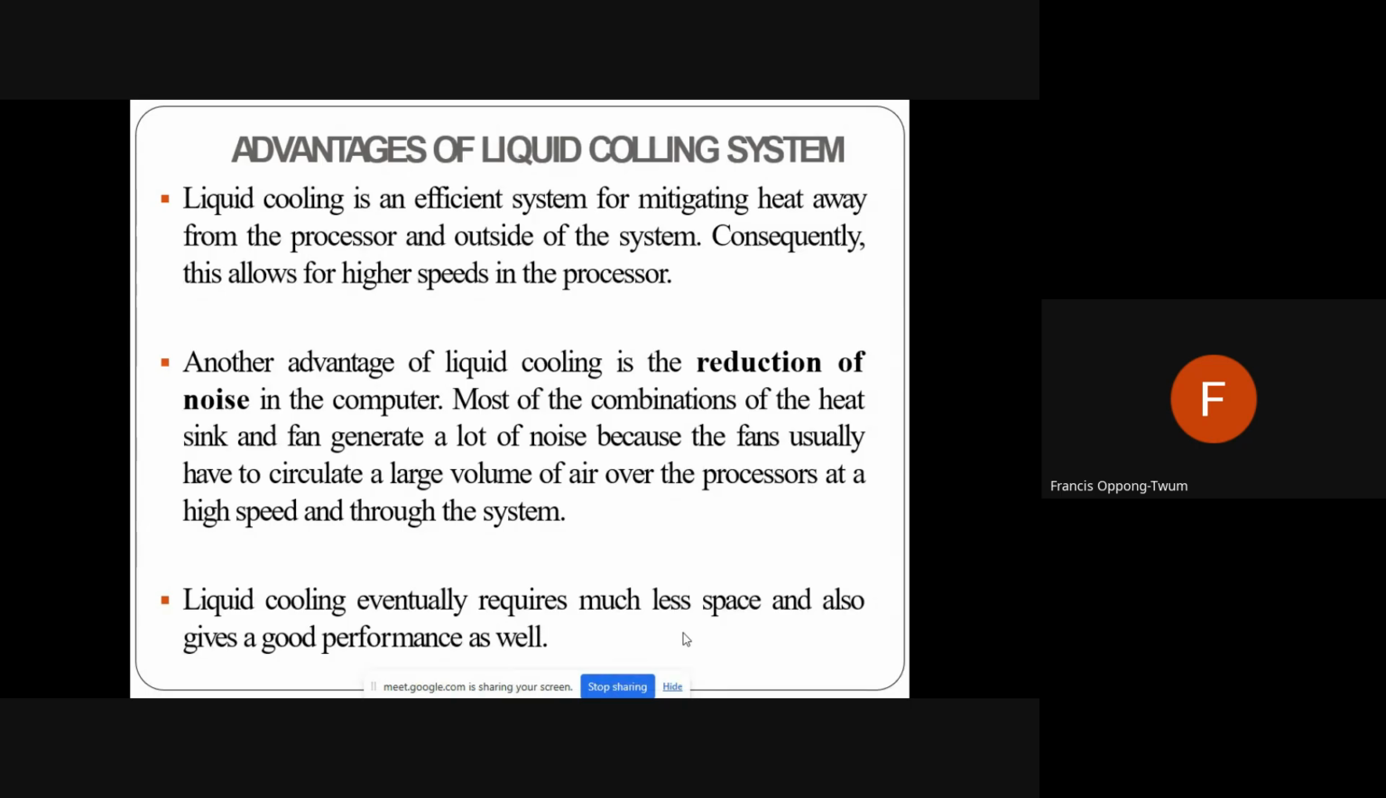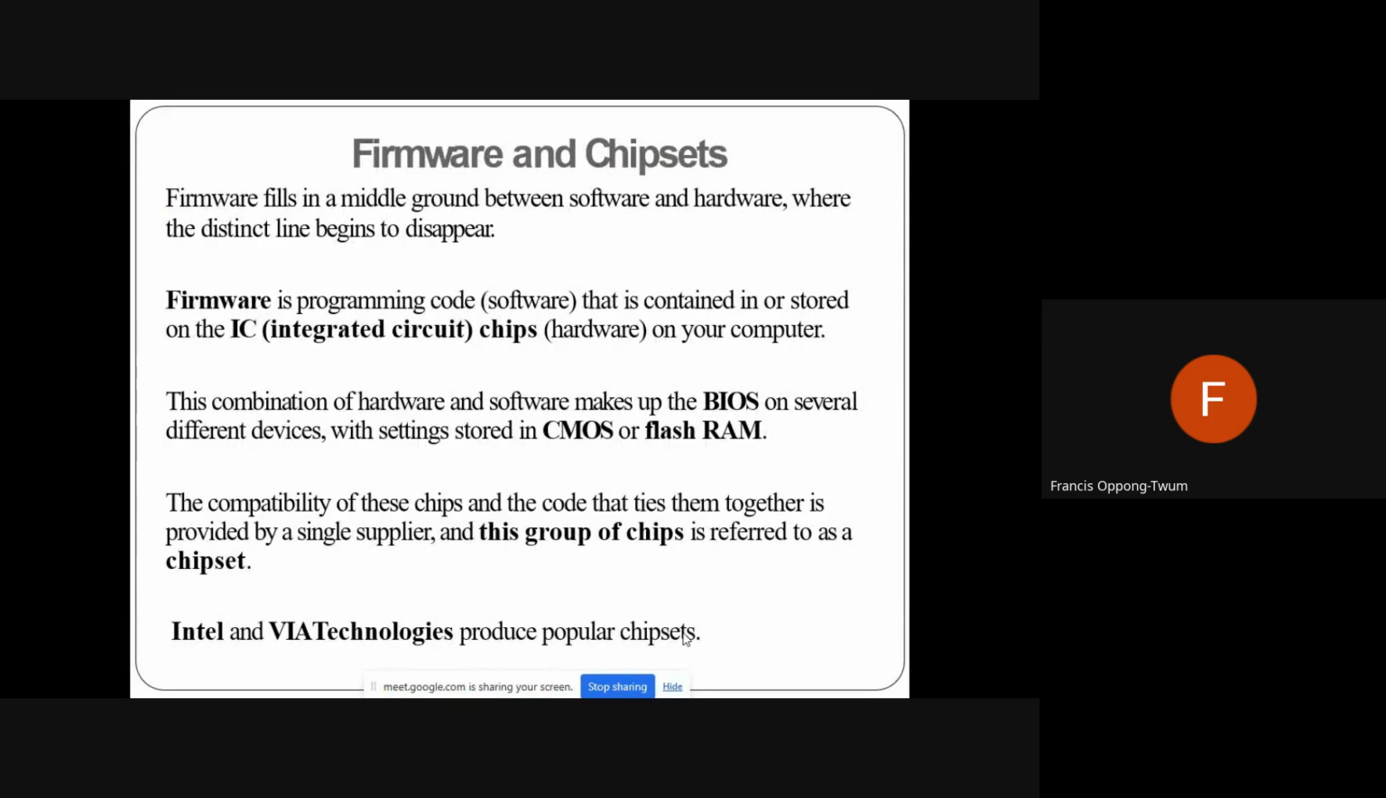You can go to AI or any source and get more information on it. That is the liquid cooling system. Please, any question?